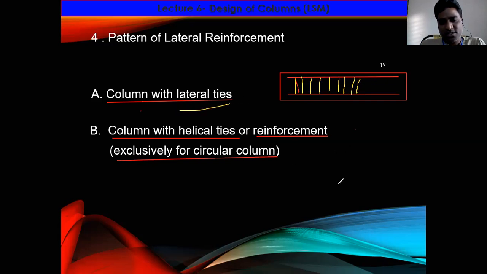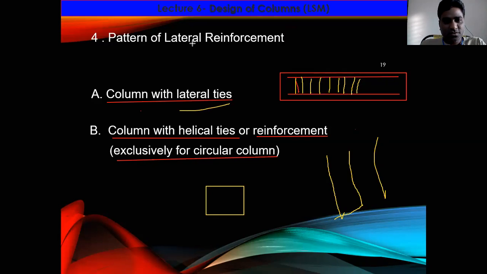So suppose this is your column, right? If you see this cross section, the reinforcement is provided the same as in our beams. So this is your reinforcement provision, and around this reinforcement you need to provide one, which in columns we can call lateral ties, right?